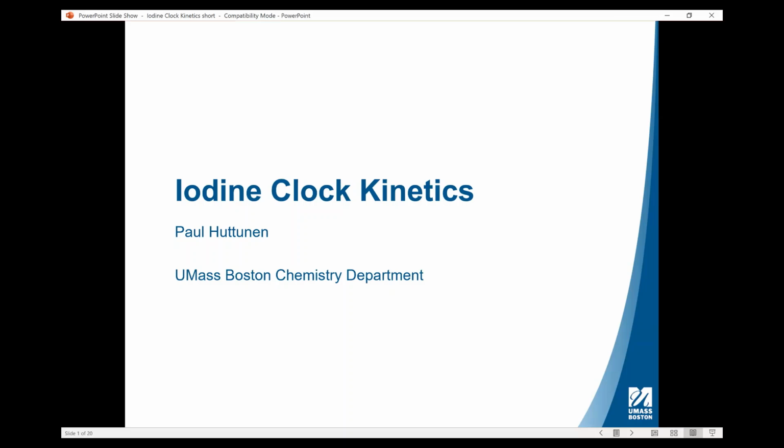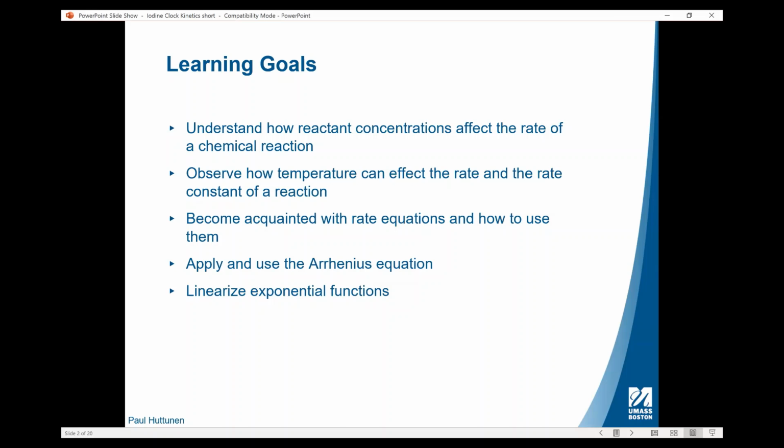So let's get right into it. Today we are doing the iodine clock kinetics lab. Now, again, this week we have a data sheet to submit. So there is no lab report, just the data sheet.